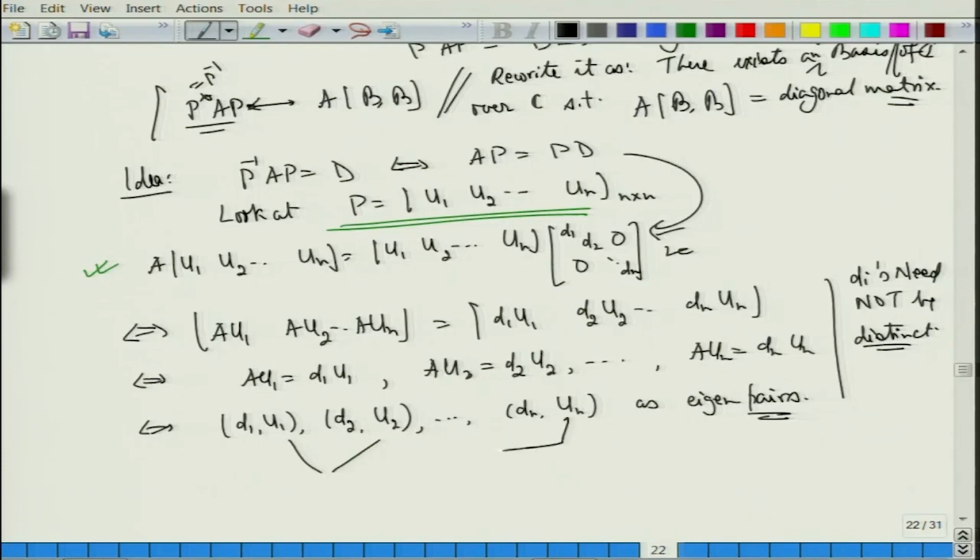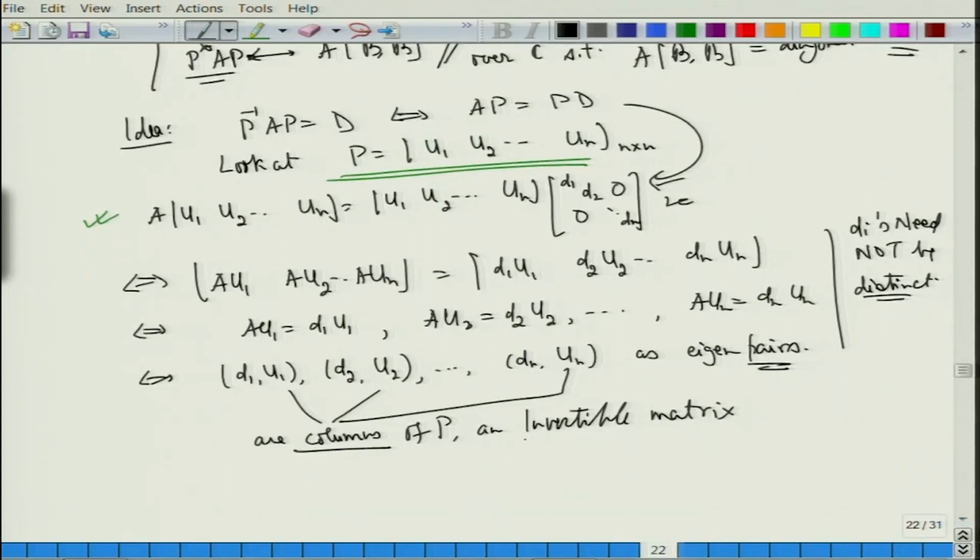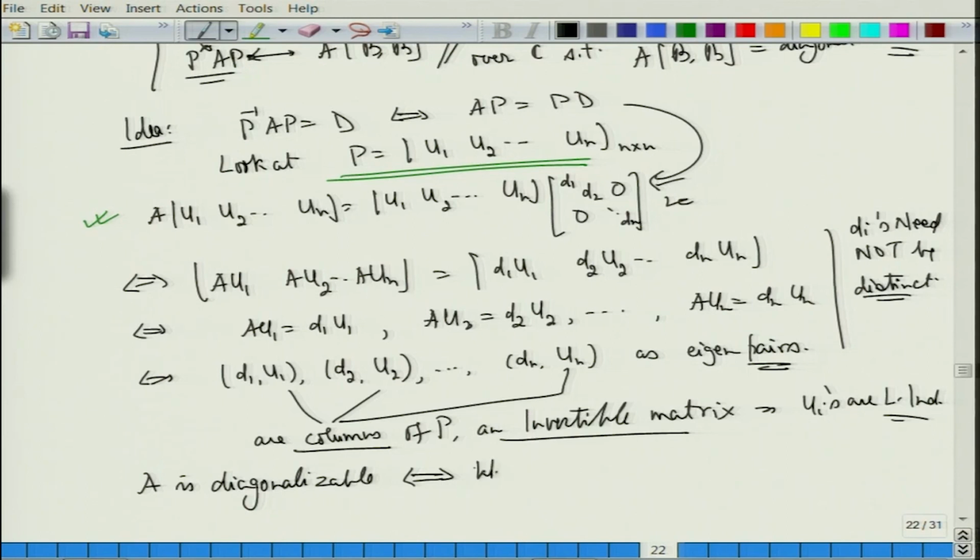eigenvectors. If I look at these u1, u2, un, they are columns of P, an invertible matrix. So P is an invertible matrix, very important. They are columns of P, they are invertible, and hence they are linearly independent, so the ui's are linearly independent. Or what we are saying is that A is diagonalizable if and only if we have n linearly independent eigenvectors.